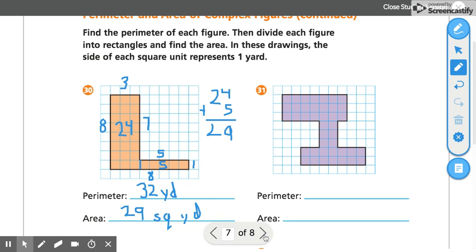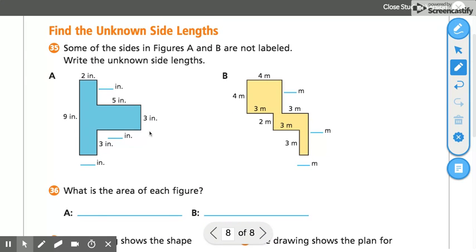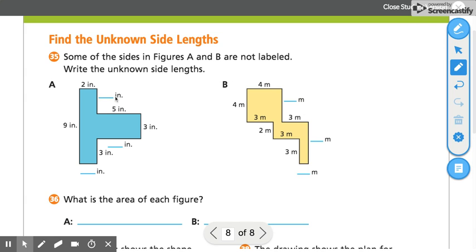Now, if we go on to the next page here, we're trying to find the area of this complex shape, but this time I'm missing sides, and you'll notice it's not on grid paper. So I have to use the knowledge that I have to figure out the missing pieces and then calculate the perimeter and area. So first I'm going to take a look. I look at what I do know. I know that this shape is a rectangle, and I'm going to actually draw it out so you can see.